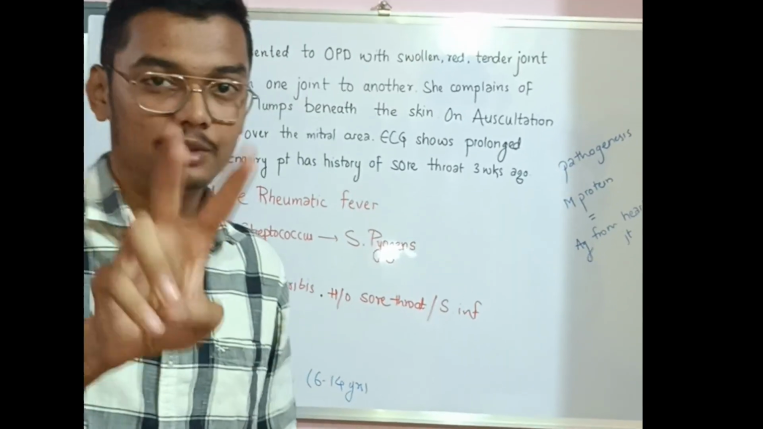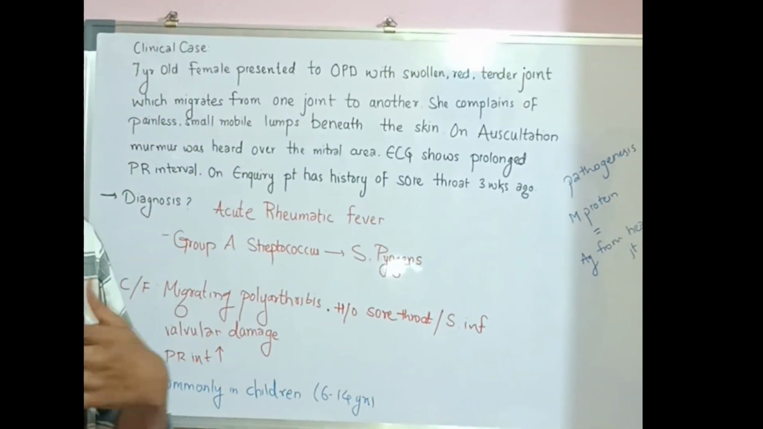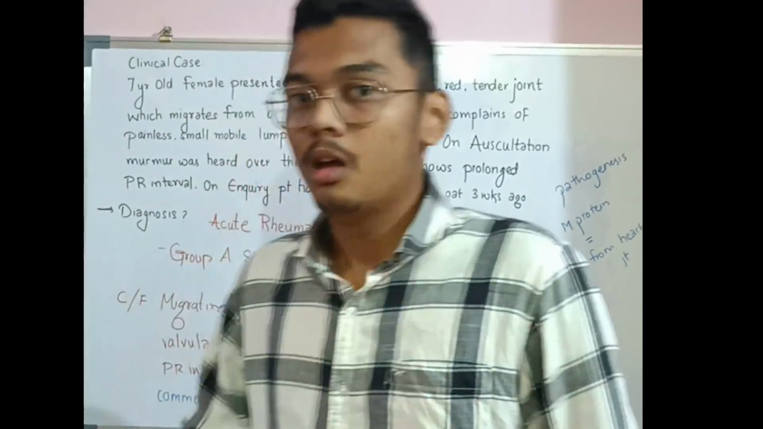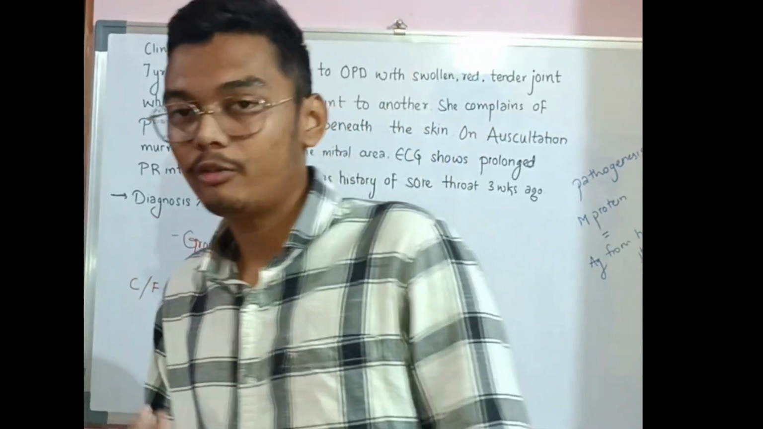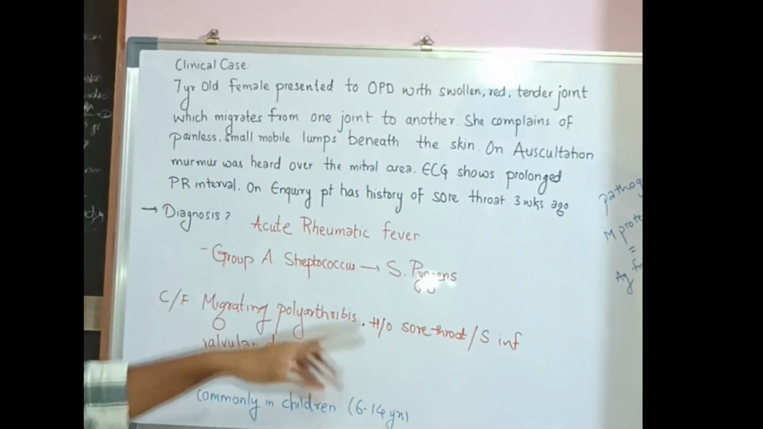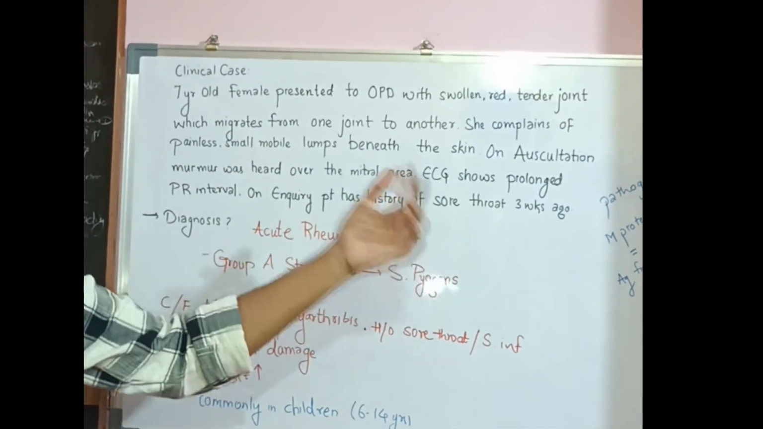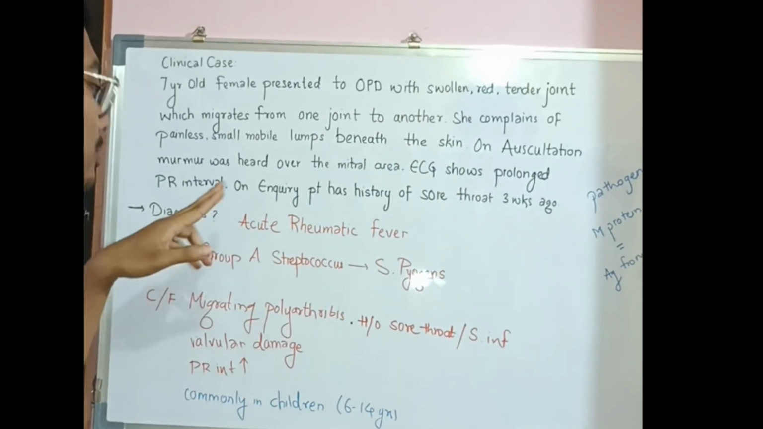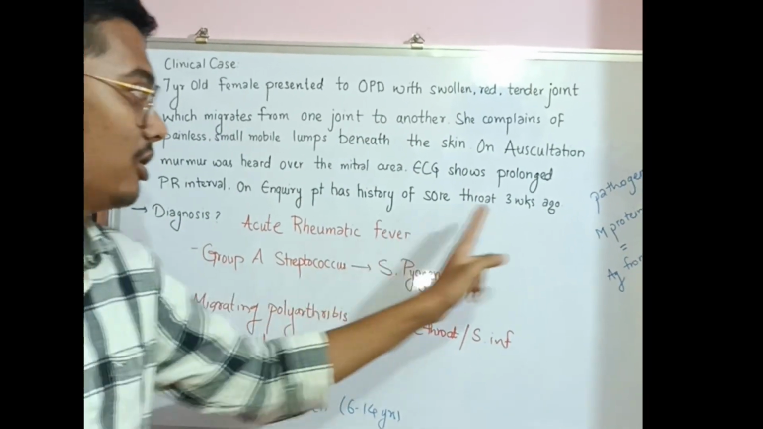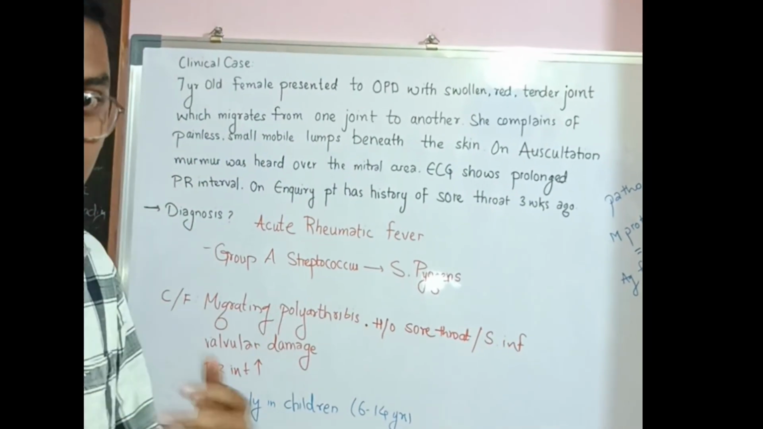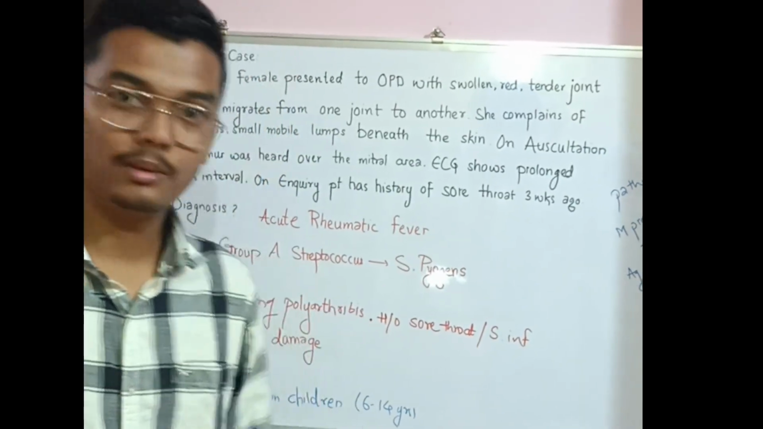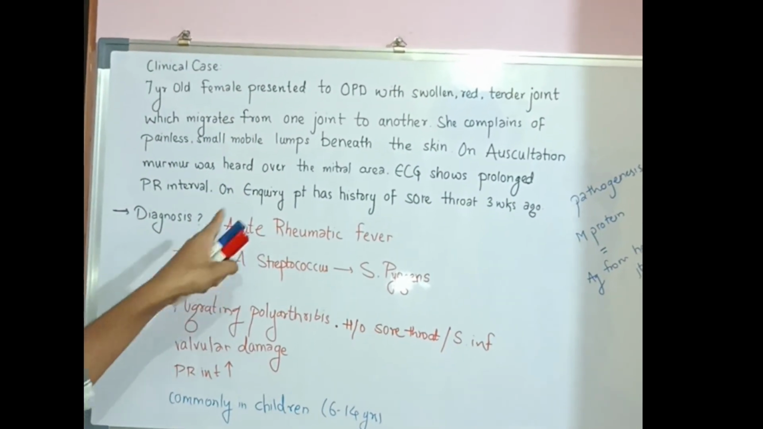When we think of these two clinical features, we can suddenly think of acute rheumatic fever, which is a kind of autoimmune disorder. The other features we can directly match: ECG shows a prolonged PR interval, and a history of sore throat, which means a history of streptococcal infection in past weeks. So the diagnosis is acute rheumatic fever.